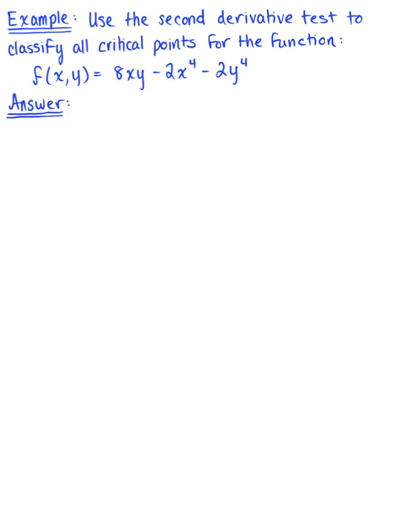Use the second derivative test to classify all critical points for the following function in space. Here we are given the function f of x y is equal to 8xy minus 2x to the fourth minus 2y to the fourth. So, the very first thing that we need to do here is find the potential critical points.